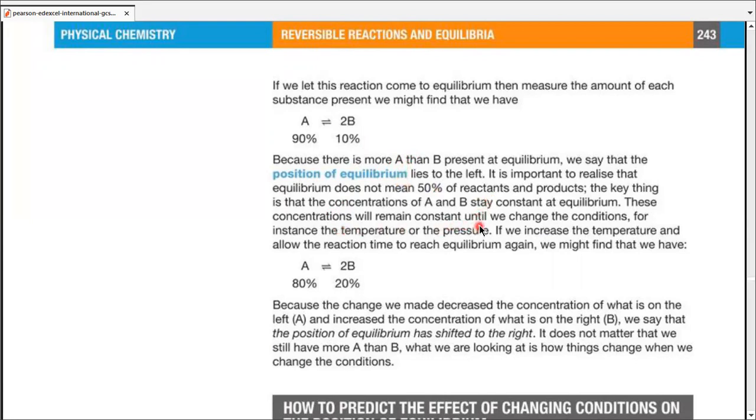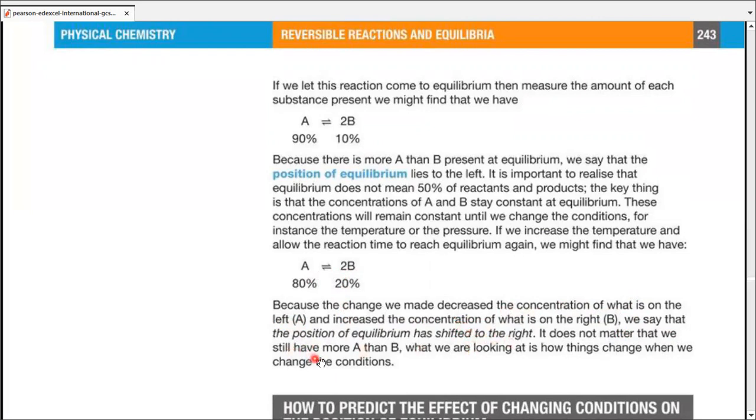All right. These concentrations will remain constant until we change the conditions. For instance, we can change the temperature of the system. We can change the pressure of the system. If we increase the temperature and allow the reaction time to reach equilibrium again, we might find that this is now 80% of A and 20% of B. So there was more of forward reaction than there was reverse reaction. Because the change we made decreased the concentration of what is on the left, which we are calling A, and increased the concentration on the right-hand side, which we're calling B, the position of equilibrium has shifted to the right.